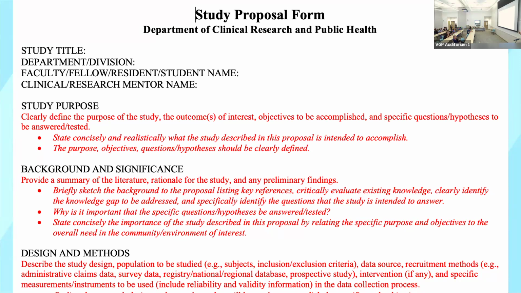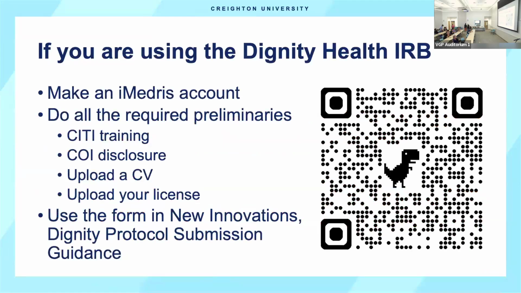So this form is available in New Innovations. If you have a hard time accessing it from New Innovations and you need it, send me an email. I've got it on my laptop. I'll send it to you. Very easy. If you're using the Dignity Health IRB, this will get you to iMedrus. You'll need to make an iMedrus account, do all the same kind of preliminaries. There is not somebody at Dignity Health that will walk it all through for you. It's going to be a little bit more cumbersome.